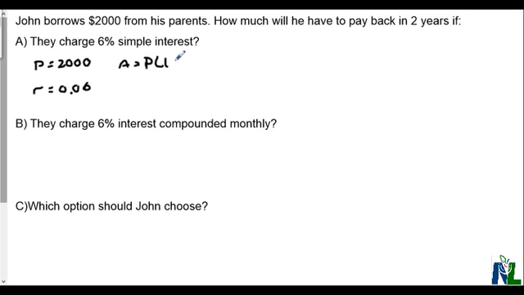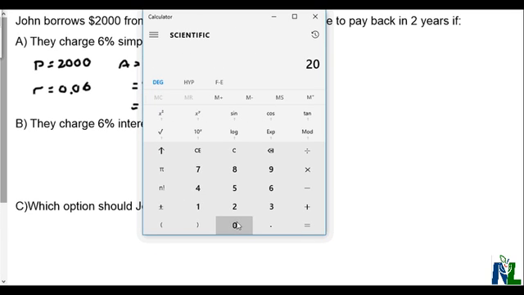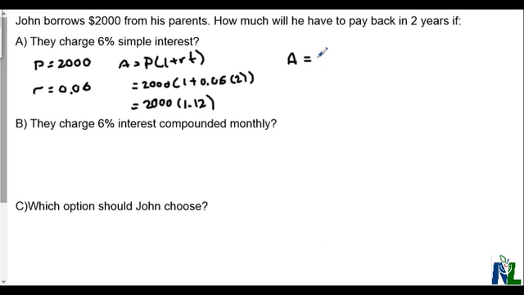We have P outside of 1 plus RT for simple interest. And the time is going to be 2 years. So let's go ahead and plug in those values. So I'm going to have 2,000 outside of 1 plus 0.06 times 2. So I'm going to have 2,000 outside of 1.12. I got to multiply that. Let's go ahead and do that on my calculator. I get a value of $2,240. So we'd have to pay back $2,240 after 2 years.